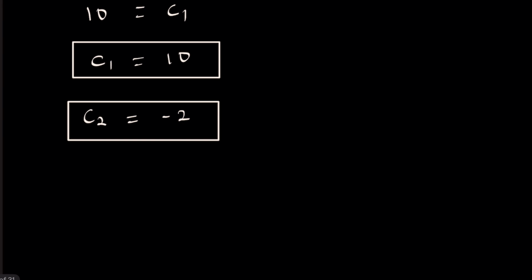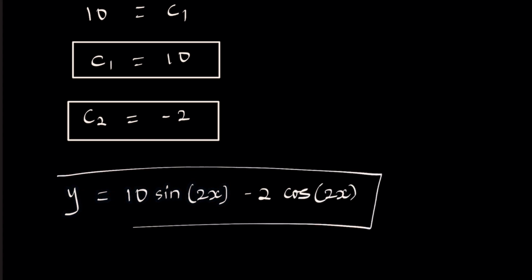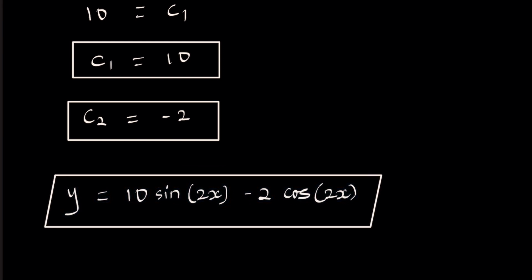So we substitute these values into our general solution. So our particular solution will be giving us y is equal to, so we had it to be c1, but c1 is now 10, then sine of 2x plus c2, but c2 is now minus 2, then cosine of 2x. And so this is our resulting particular solution.